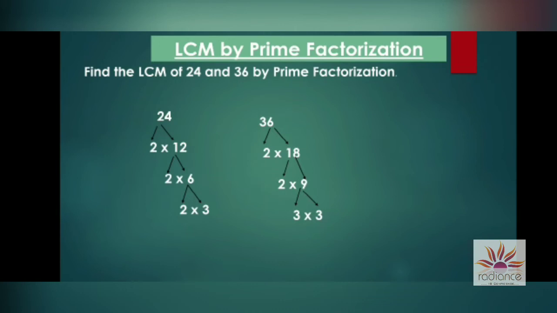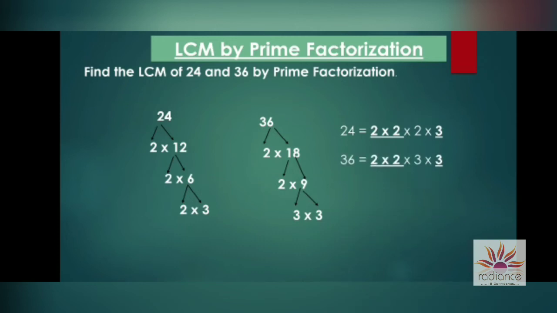12 is written as 2 multiplied by 6, and 6 is written as 2 multiplied by 3. Same like that, 36 is written as 2 multiplied by 18. 18 is written as 2 multiplied by 9. 9 is written as 3 multiplied by 3. So we have a set of prime factors for number 24 as well as number 36.